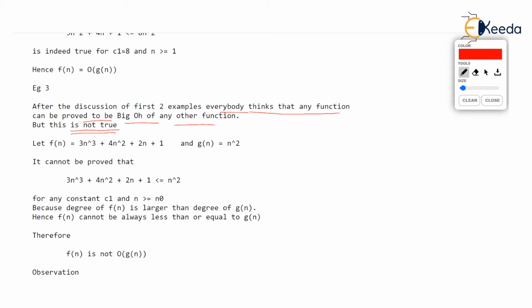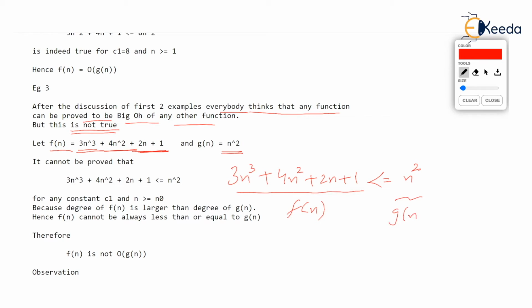Let me prove it. Let's take Fn is equal to 3n cube plus 4n square plus 2n plus 1, and Gn is n square. Now check that. 3n cube plus 4n square plus 2n plus 1. This is Fn. Is this less than or equal to n square? We are asked, isn't it? This is Gn, n square. No way. How can it be? Come on.